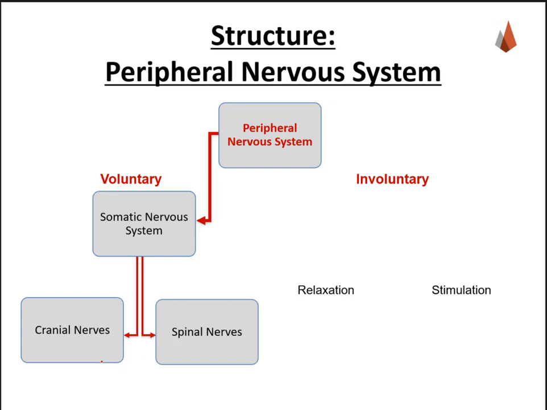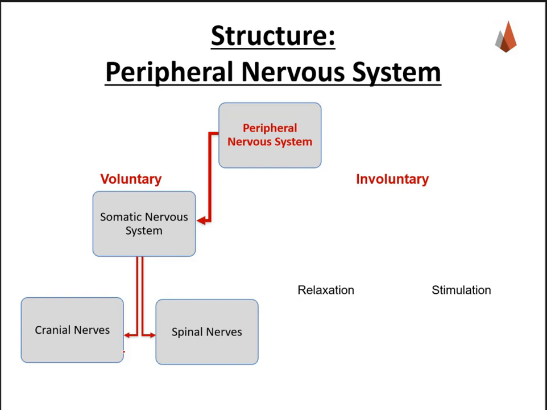So we have cranial nerves that are in our face and along our skull and that sort of thing, and tell us that there's a fly buzzing our ear, right? That sort of information. Then we have our spinal nerves that travel throughout the rest of our body and bring us information from all those other different sources.